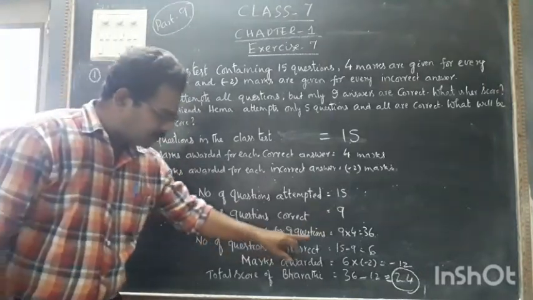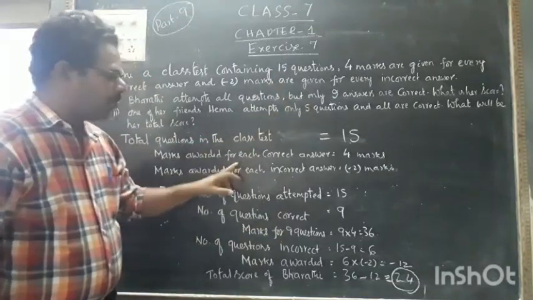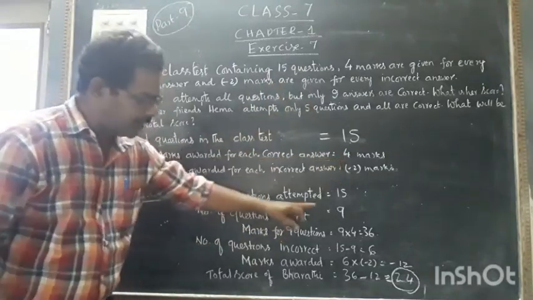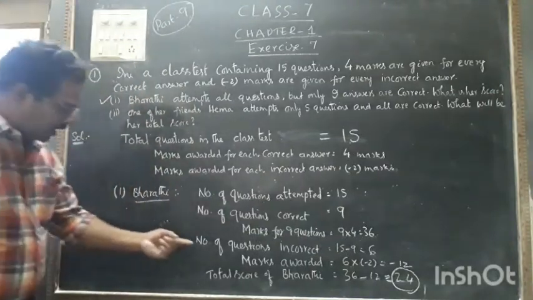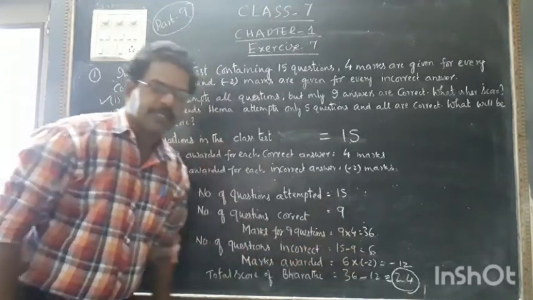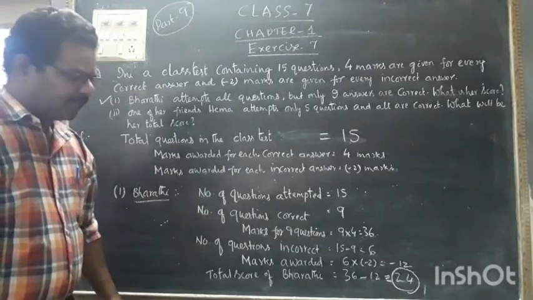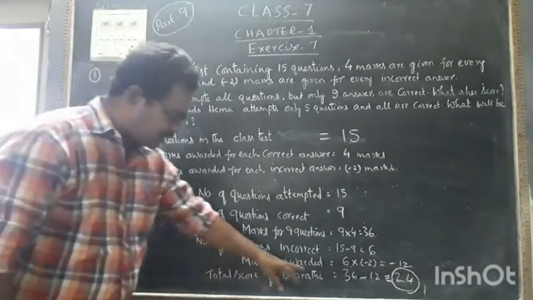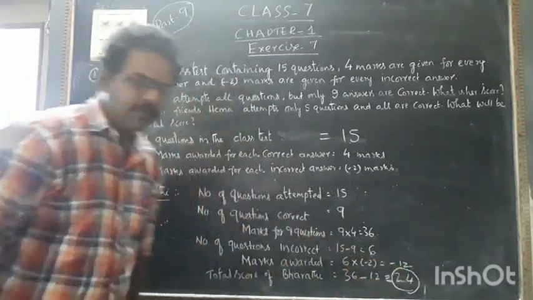Okay. Marks for 9 questions. 9 questions are correct, and for each question we are giving you 4 marks. So 9 into 4 is equal to 36 marks for correct answers. Number of questions incorrect is equal to 15 minus 9, that is equal to 6 questions. She has made mistakes in 6 questions. That's why marks awarded is equal to 6 into minus 2, that is equal to minus 12.